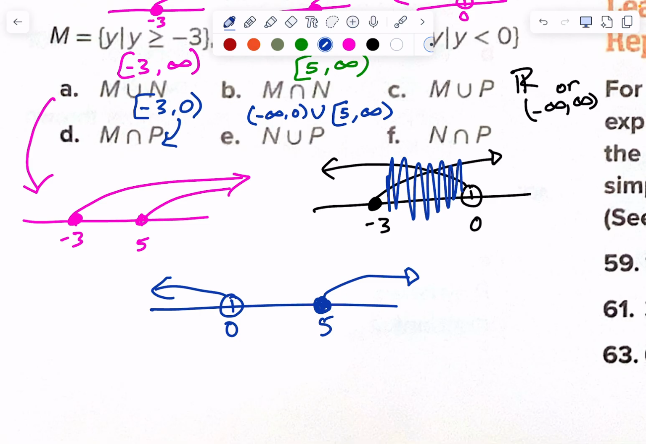Intersect, where do they overlap? They don't. Nope, they do not. So circle the line through it. Okay? How about that? Those are the weird ones. They take a little bit of work for that one. Okay? What else you got?